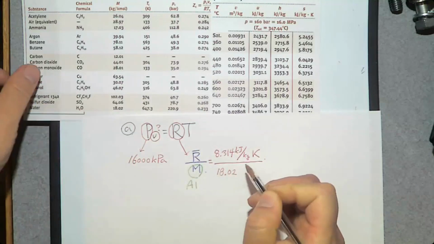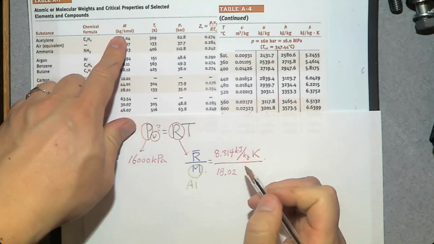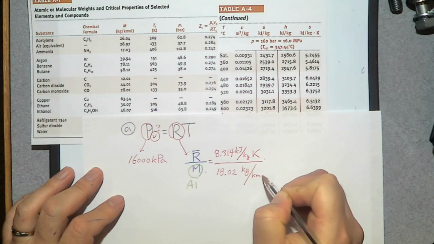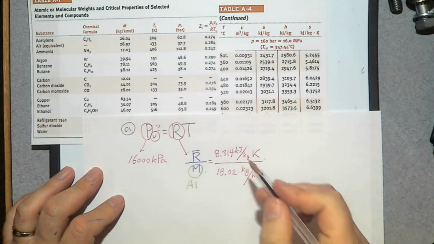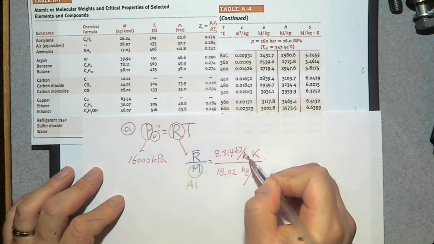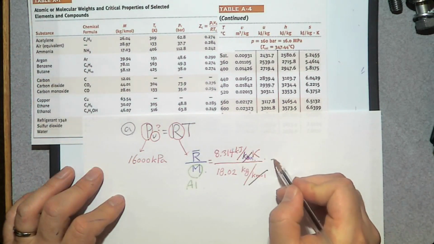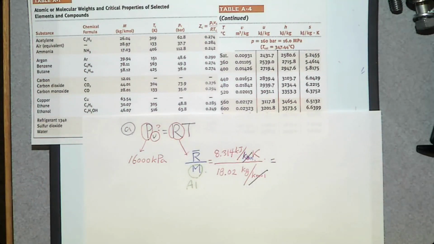18.02. What is the unit of this molecular weight? Kilogram per kilomole. Oh, I made a mistake here. This R has a unit, kilomole. Then you can cross kilomole, kilomole, then you get the gas constant of water.